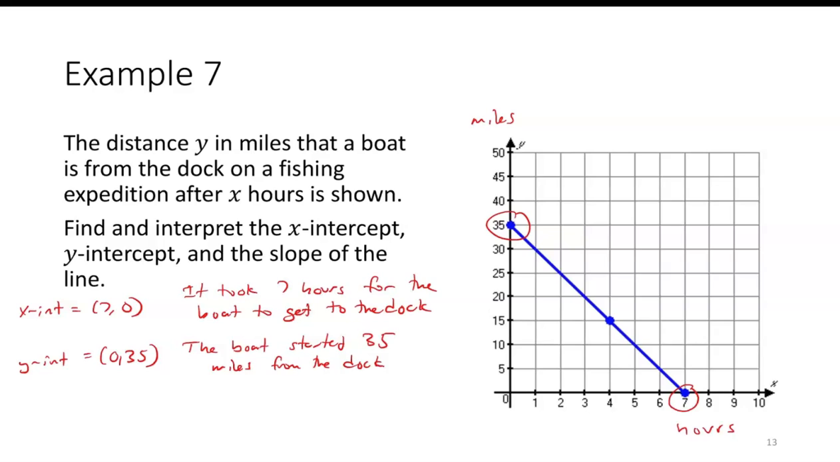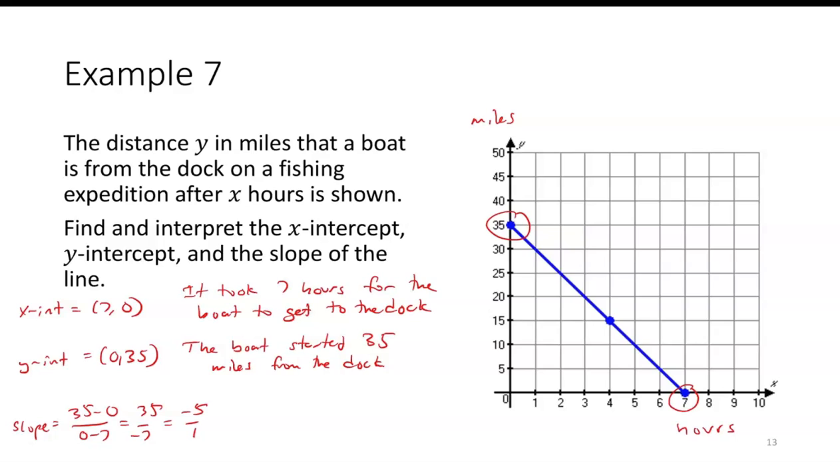And then as for the slope, we can take our 2 points. So difference of y values would be 35 minus 0 over 0 minus 7. That's 35 over negative 7, which is negative 5 over 1.